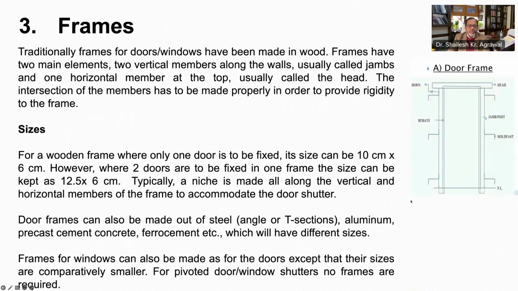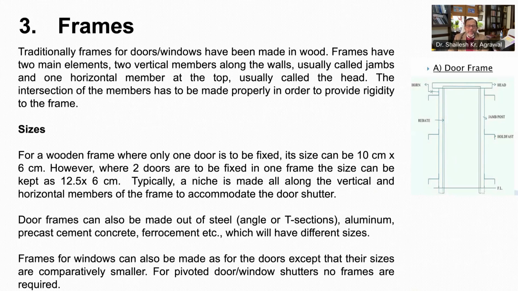Now let's talk about frames. Traditionally, door frames are made in wood, as you can see in this picture. A door frame comprises two vertical members along the wall called jambs and one horizontal member at the top called head. The typical size of a door frame is 10 centimeter by 6 centimeter, where only one door is to be fixed. Where two doors are to be fixed, like a wooden door and a mesh door, the size of the frame is to be kept larger to accommodate both door shutters. The size can be 12.5 centimeter by 6 centimeter. Normally, a niche is made all along the vertical and horizontal members of the frame to accommodate the shutters.